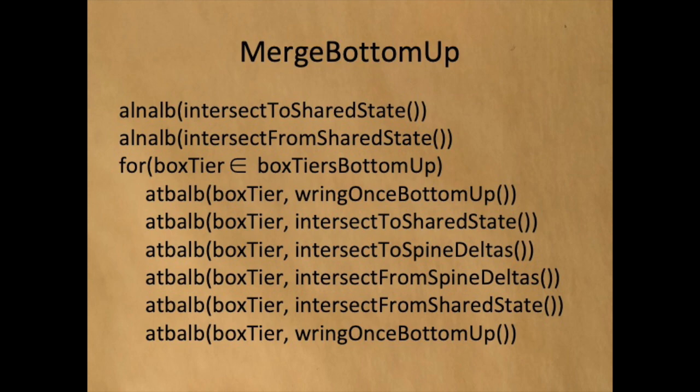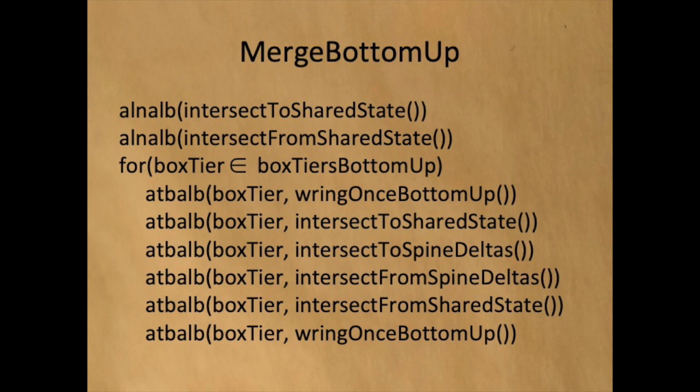The second function is merge bottom up. The first step is to intersect the shared state at the leaf nodes. So we intersect all linking butterflies to their shared state, and then intersect the shared state back to the linking butterflies. Then for each box tier in a bottom-up manner, we first ring once bottom up, which moves the child facts into the box deltas. Then we intersect the shared state within each linking butterfly. Then we intersect the linking butterflies to get the spine deltas.